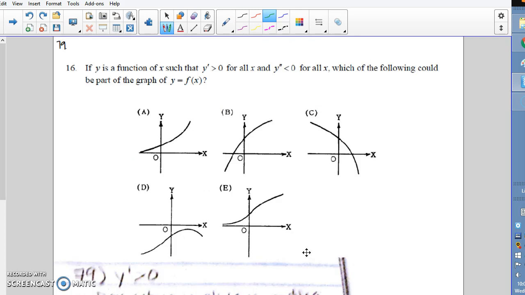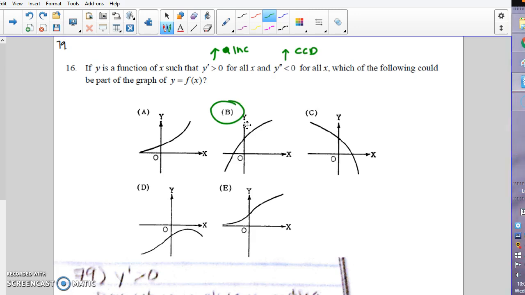The next one, y is a function of x such that the derivative is always positive. So if the derivative is always positive, that tells you the derivative is always above the x-axis, which means your f is always going to be increasing. Your second derivative is negative, which tells you that this should be concave down. So you're increasing and concave down. The only thing this could actually be would end up being B.